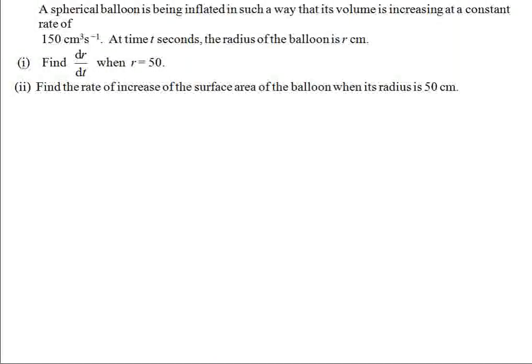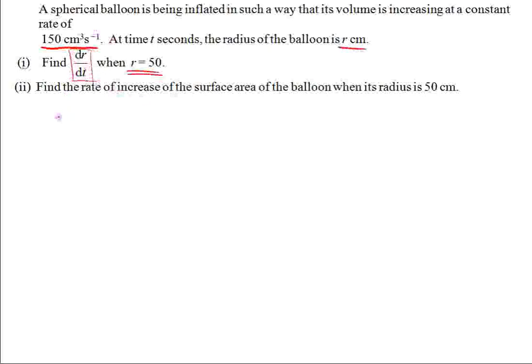Example 4 tells us that there's a spherical balloon being inflated at a constant rate, where its volume is being inflated at a rate of 150 cubic centimeters per second, and a cubic centimeter, of course, is the same thing as a milliliter. After t seconds, the radius of the balloon is r cm, and we're asked to find the rate of change of the radius with respect to time when the radius is 50 centimeters.